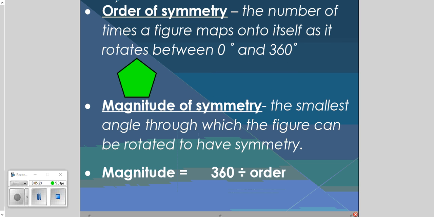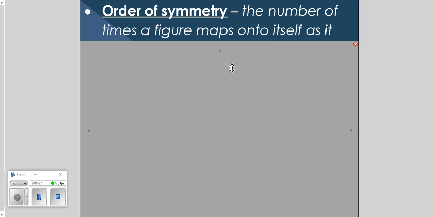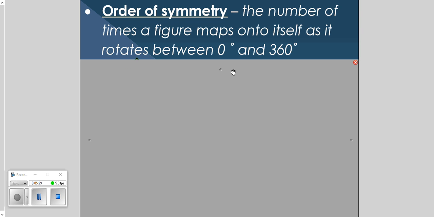And some extra stuff about rotational symmetry. Let's do this just a little bit at a time. So the order of symmetry is the number of times a figure maps onto itself as it rotates between 0 and 360 degrees. So basically saying as you're turning it around, how many times does it overlap where it started? So for that molecule that was on the last slide, the order would be 3.